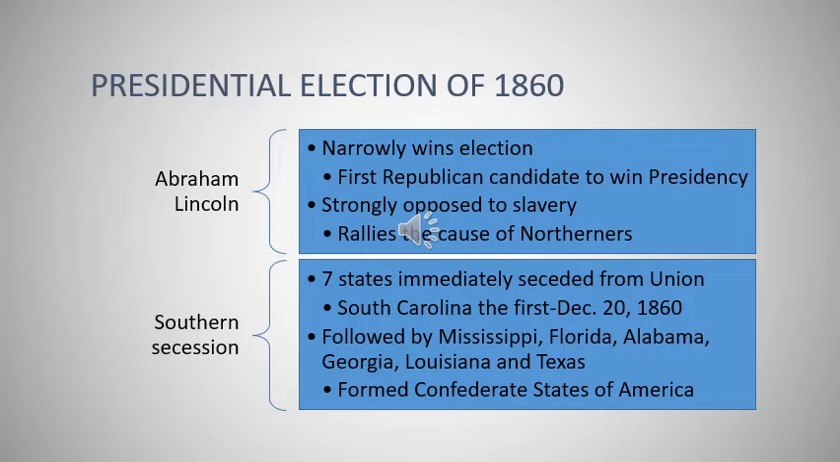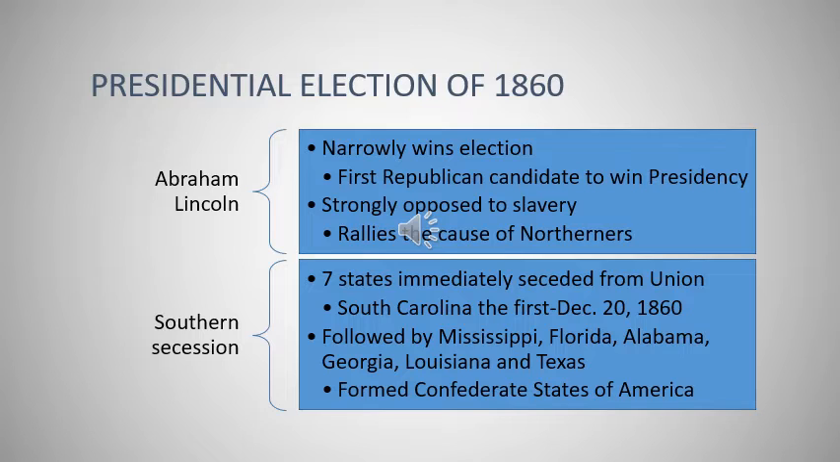The presidential election of 1860 saw Abraham Lincoln winning the presidency narrowly, as he was the first Republican candidate to win the presidency. He strongly opposed slavery. This caused many Northerners to rally to his candidacy and his defense.